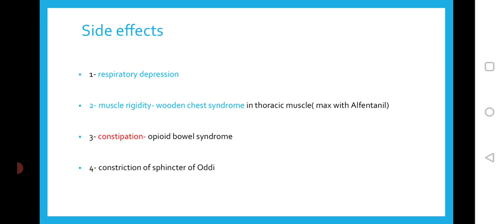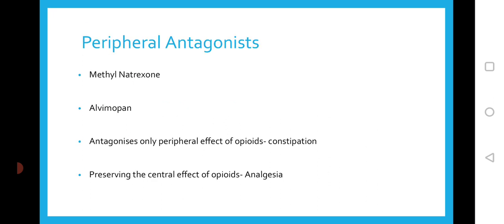Side effects: respiratory depression, muscle rigidity, stiff chest syndrome in thoracic muscles, maximum with alfentanil. Constipation, opioid bowel syndrome, constriction of sphincter of Oddi. Peripheral antagonists: methylnaltrexone or alvimopan. They antagonize only peripheral effects of opioids, that is constipation, preserving the central effects of opioids, analgesia.